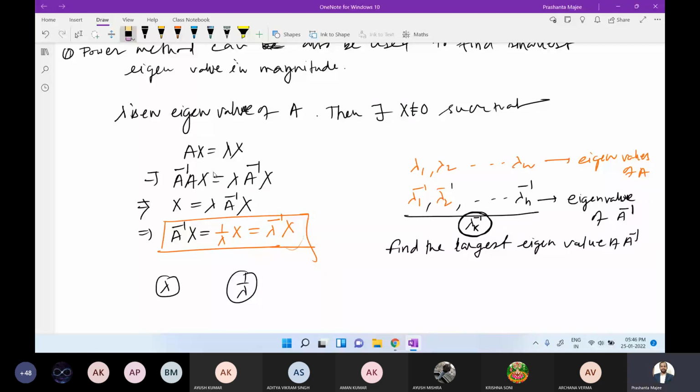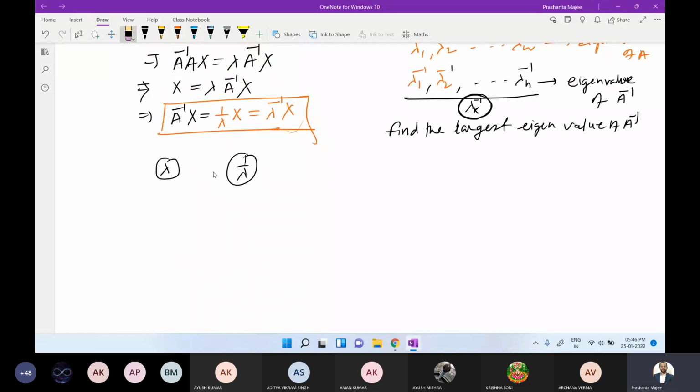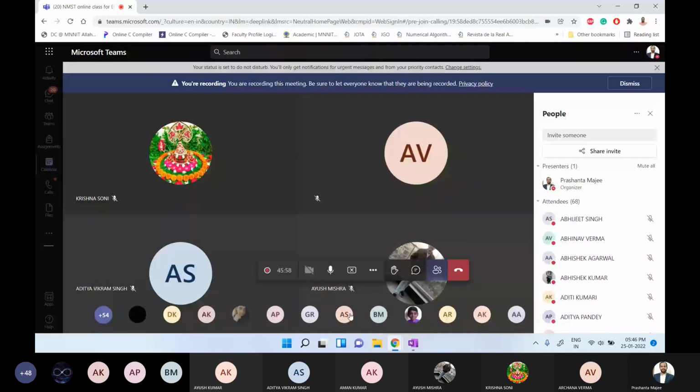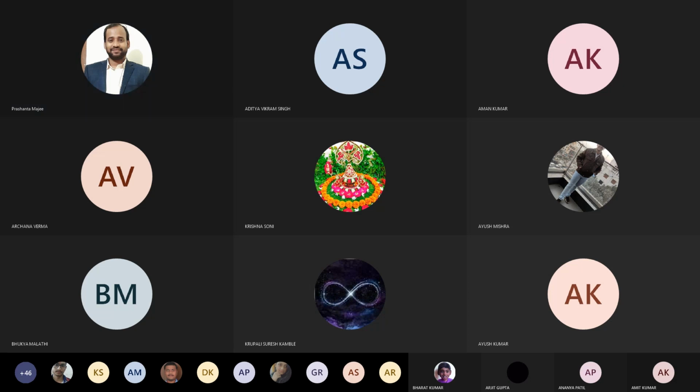Now let us understand this method with a simple example. Just a moment, I will explain this with the PDF. Just a moment, let me find out, because this will be a simple matrix multiplication. I do not want to do the calculation.